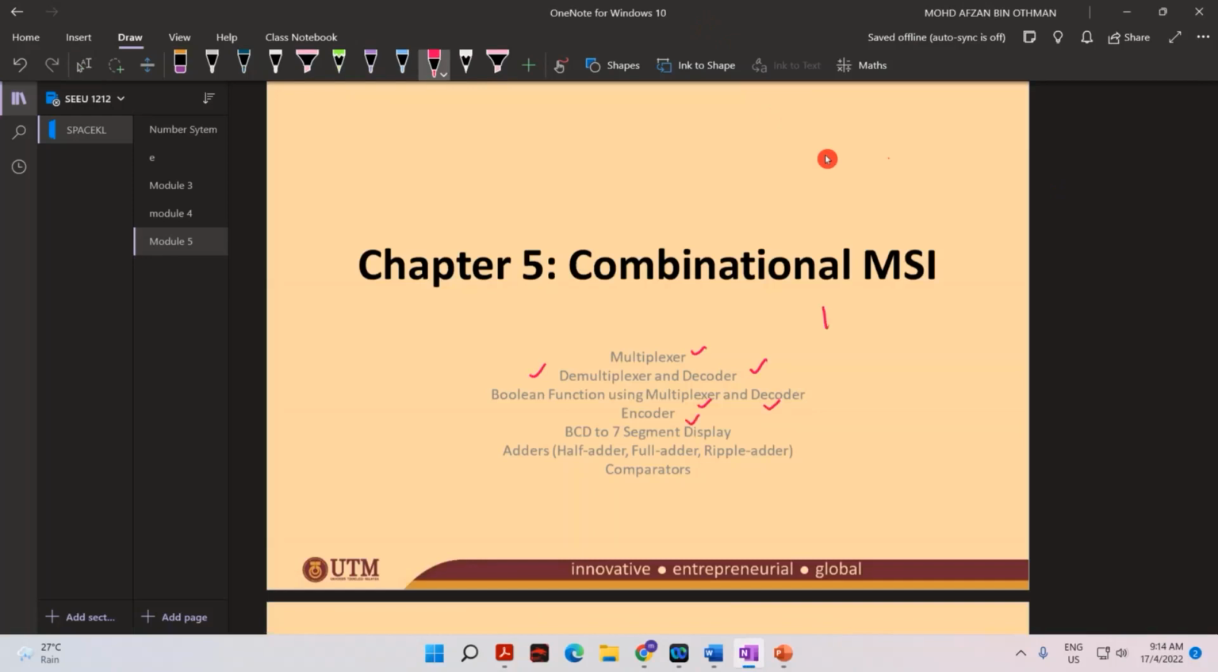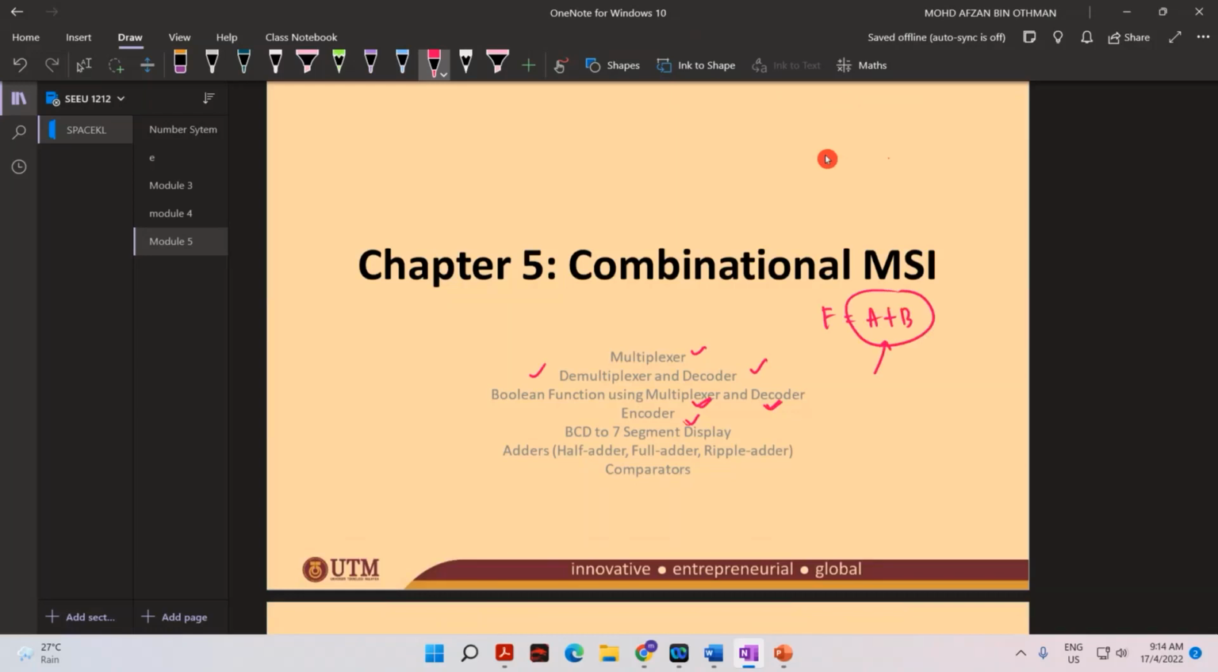For example, given A plus B. Before this, we used logic gates. Now we are not going to use logic gates anymore. We're going to use an MSI circuit. Whether you want to implement it using a multiplexer, decoder, or encoder, to perform this logic expression, or to build this OR gate here.